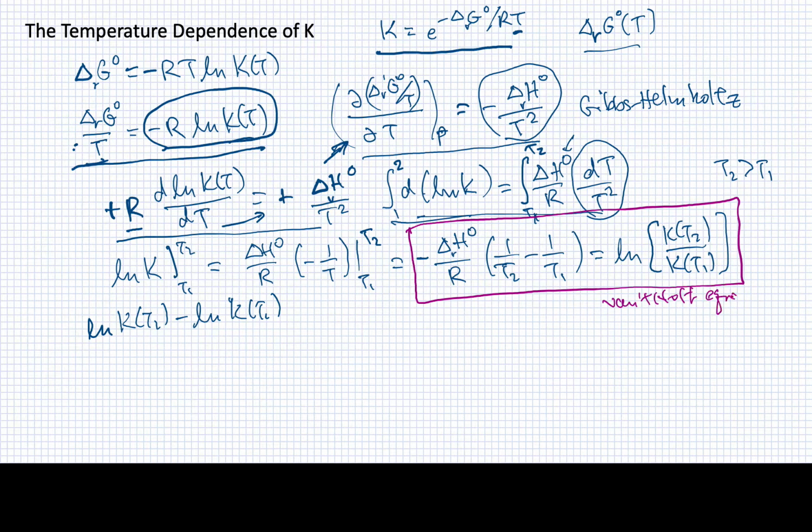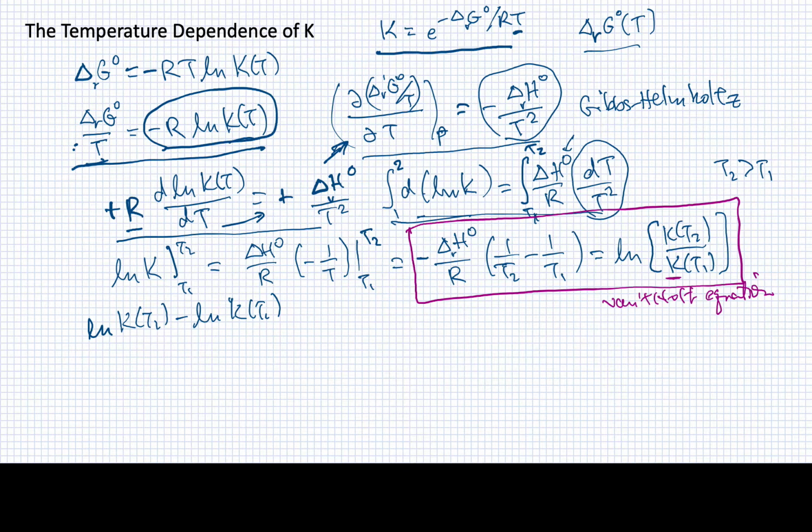Van't Hoff was a chemist in the late 1800s and early 1900s who did a lot of work in thermodynamics, especially involving chemical equations and chemical reactions. All right, this van't Hoff equation is very directly telling us how the equilibrium constant changes as a function of temperature. So now we know how it varies as a function of temperature, and we can actually quantify that.